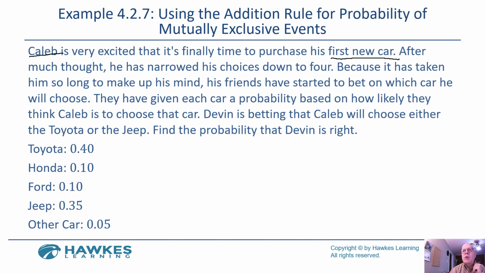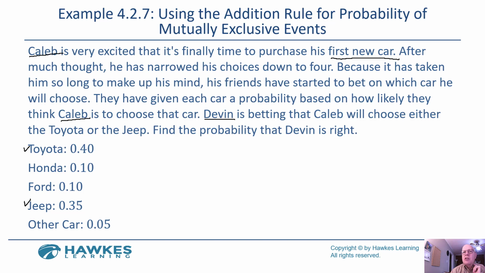So he narrowed his choices down to 4. It's taken so long, his friends have started to bet on which car he's going to pick. They have given each car a probability based on how likely they think Caleb likes that kind of car. Devin's betting that Caleb will choose either the Toyota or the Jeep. Find the probability that Devin is right.